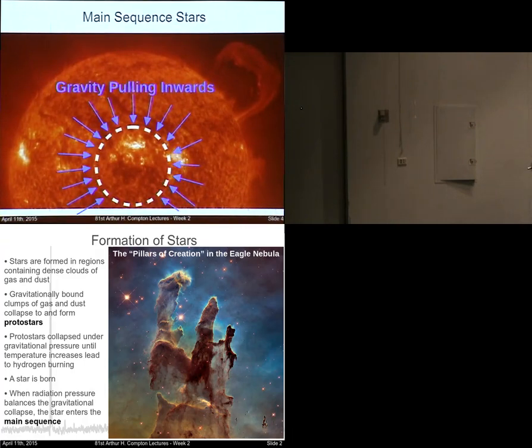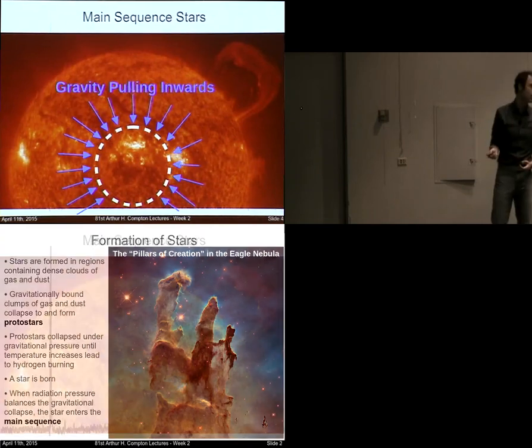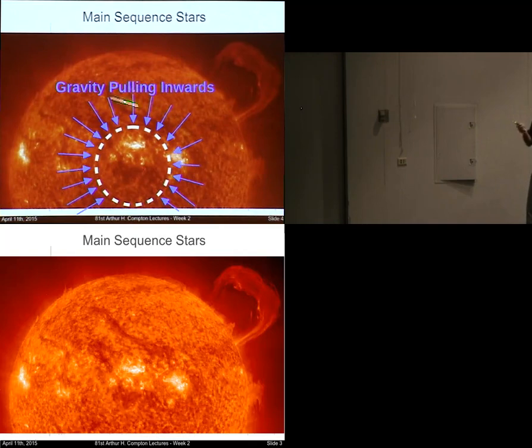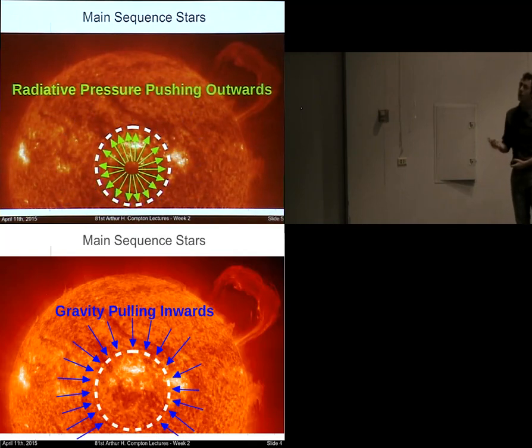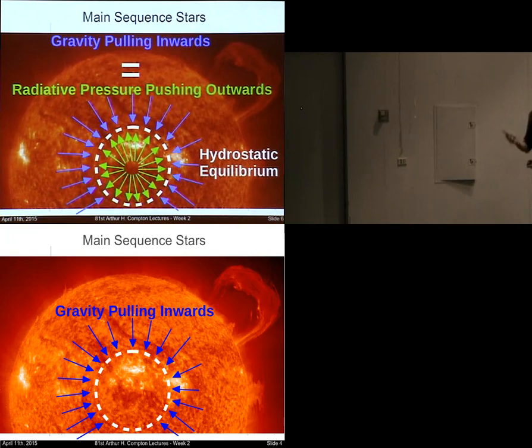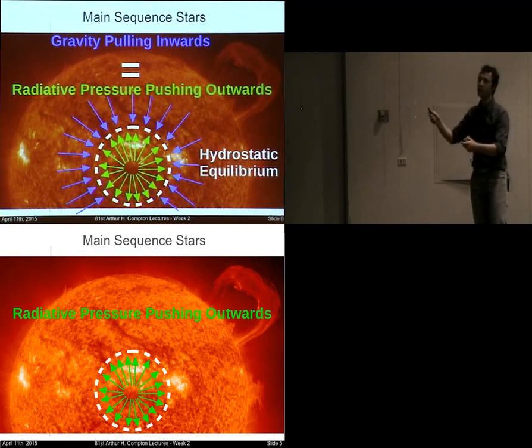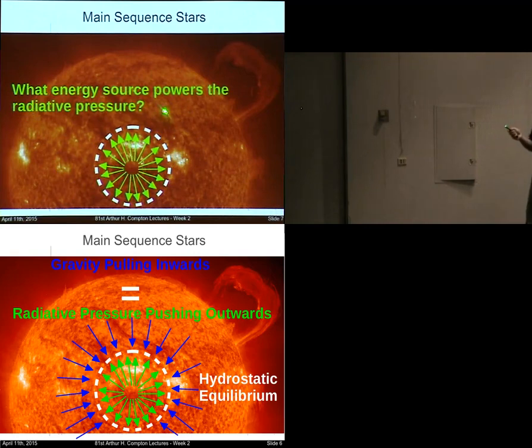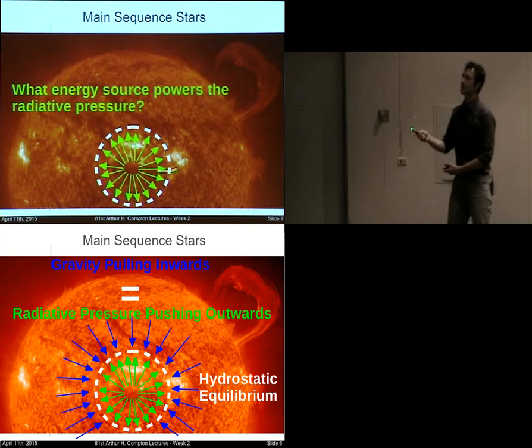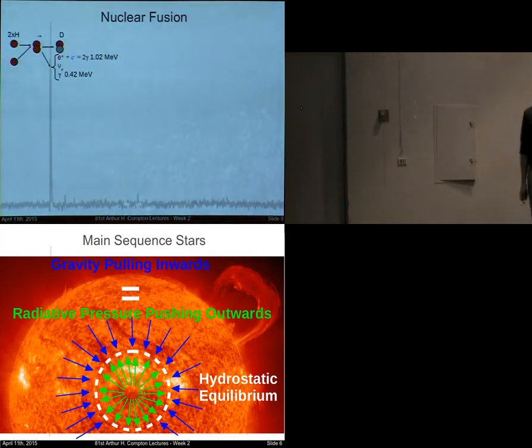So this is just a picture of our sun. What I tried to explain is that what's happening in the sun and in every main sequence star we know of is that gravity is pushing inwards, and radiative pressure is pushing outwards. And they're in a balance. This is called hydrostatic equilibrium. That's just a fancy physics term for the fact that these two things are balancing out. And so what energy source powers this radiative pressure? As I said, it's nuclear fusion.